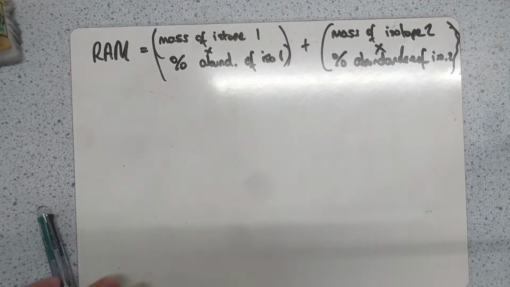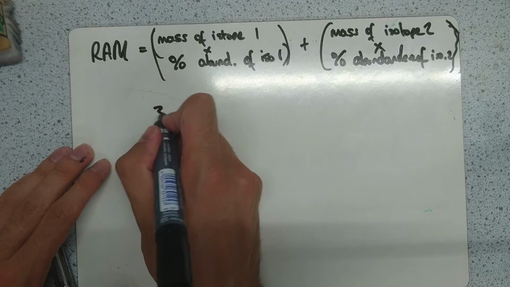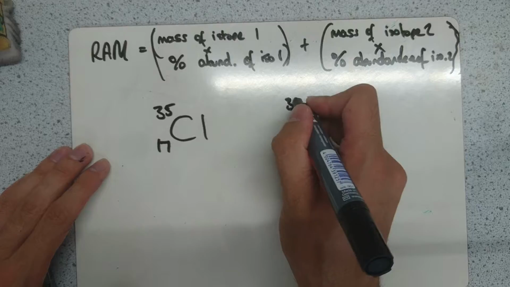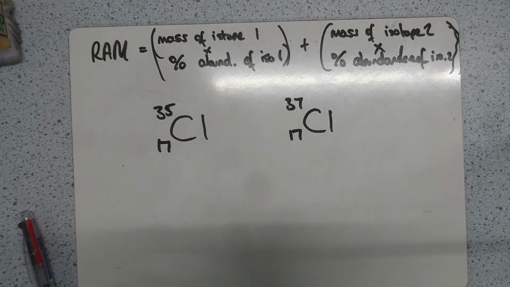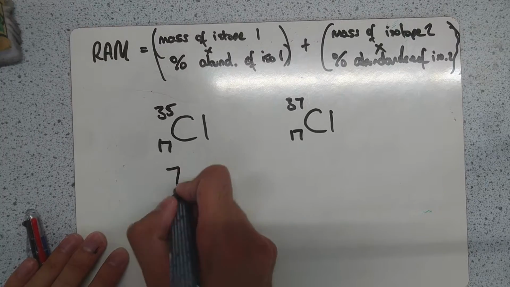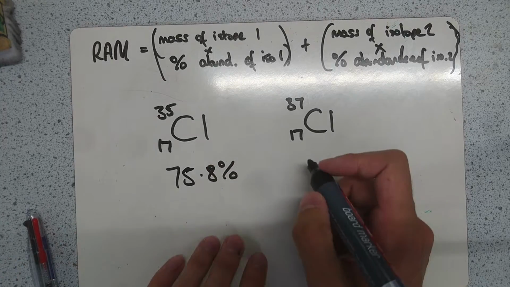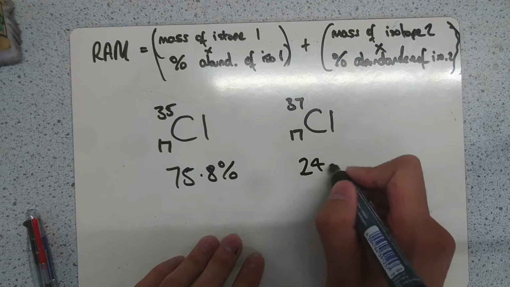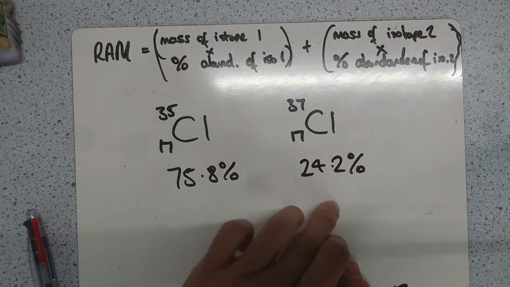So we're going to look at chlorine. Chlorine has 2 isotopes, chlorine 35 and chlorine 37. So these 2 isotopes have different percentage abundances. Chlorine 35 has 75.8% abundance. Chlorine 37, 24.2%. So we've got here our percentage abundances.